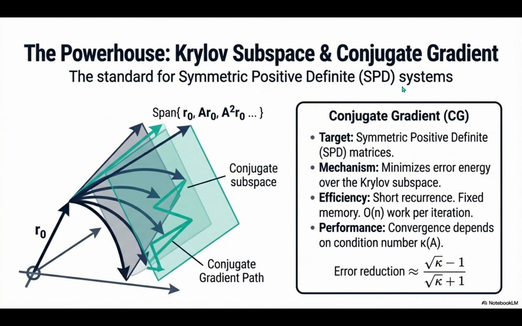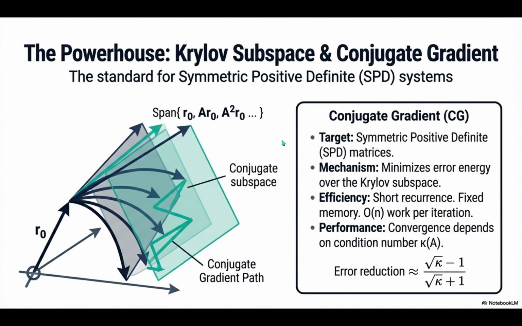Symmetric means if you flip it across the diagonal, it looks the same. And positive definite means it has this nice bowl shape, not a saddle. A lot of physics problems like structural mechanics or heat transfer have this property. And if you have that structure, what makes CG so good?